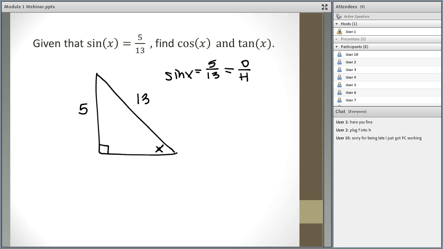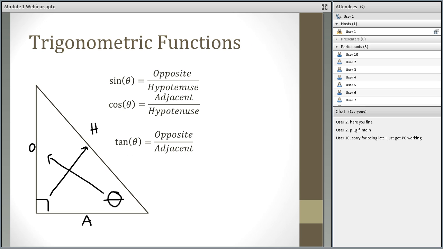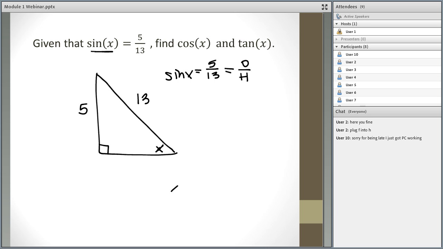Okay, so we've got opposite of x is 5, and the hypotenuse is 13. And I knew that because they told us that sine x is opposite over hypotenuse. And like I said, please have this in your notes to refer to whenever you need. So we need to find cosine x and tangent x. I know cosine x is adjacent over hypotenuse, which means I need to find the value of that side. How can I do that? Well, the Pythagorean theorem.